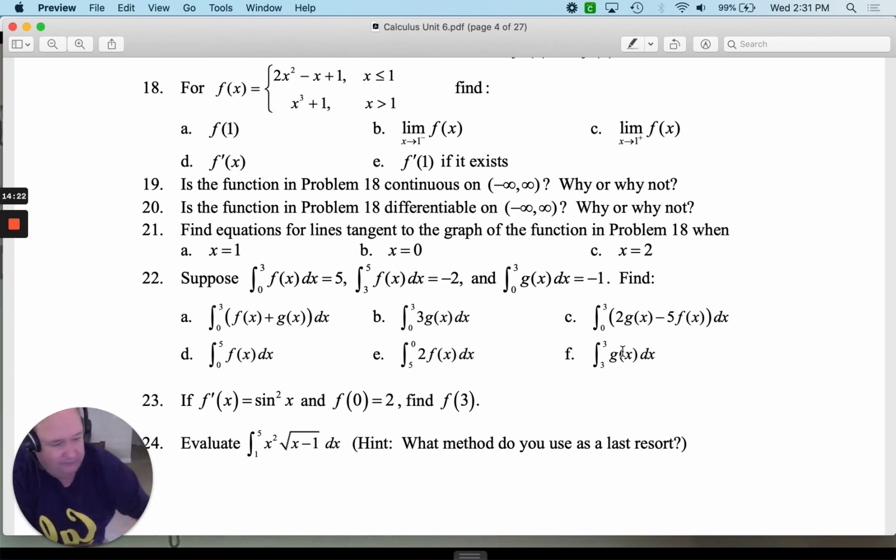Here, f, if you don't change the bounds from 3 to 3, it's 0. So if the bounds stay the same number, then the answer is 0. Because you're going from 3 to 3. You're not moving. So the answer is 0. There's no area under the curve.